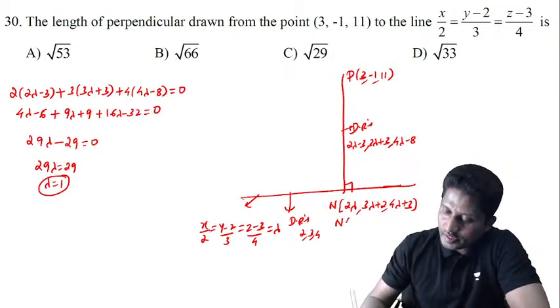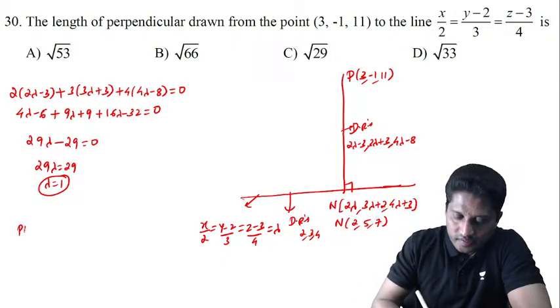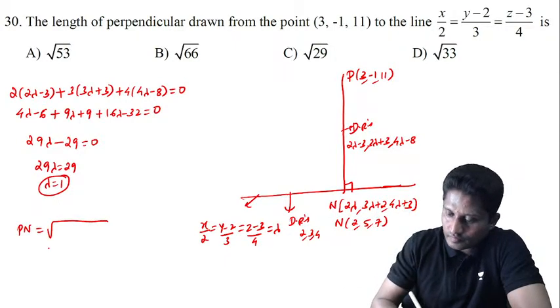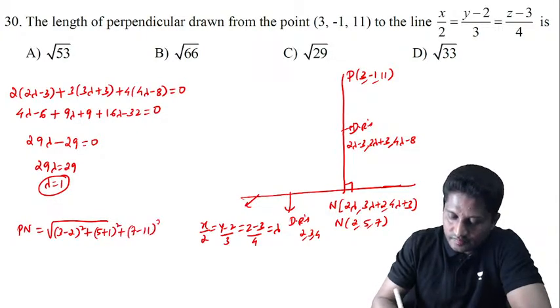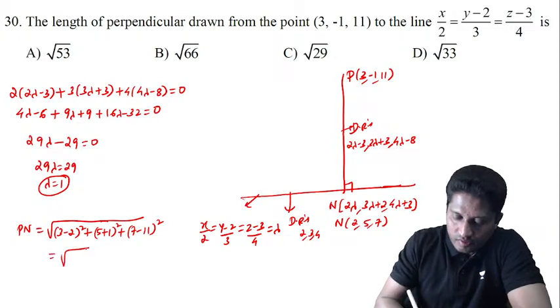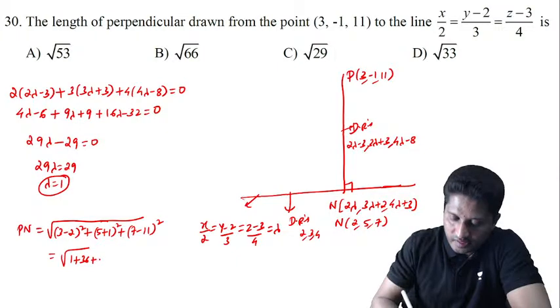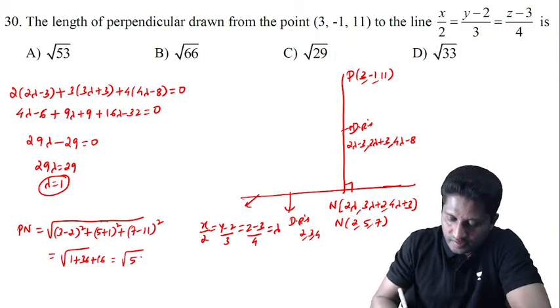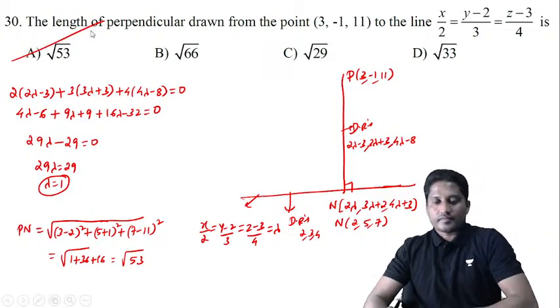So if I substitute here, you get (2, 5, 7). Now PN is equal to root of (3 minus 2) the whole square plus (5 minus (minus 1)) the whole square plus (7 minus 11) the whole square. This will be equal to root of 1 plus 36 plus 16, which is root of 53. That's the first option.